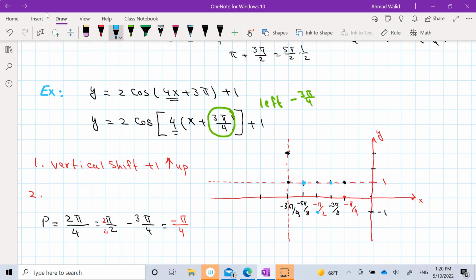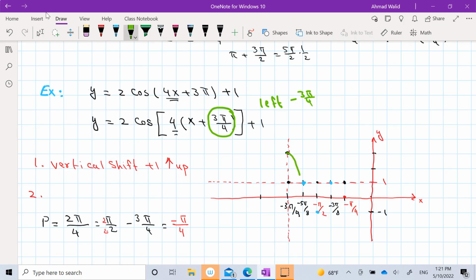Correct? And if you want to graph it now with green, where? Oh, sorry, I went wrong. I moved wrong.